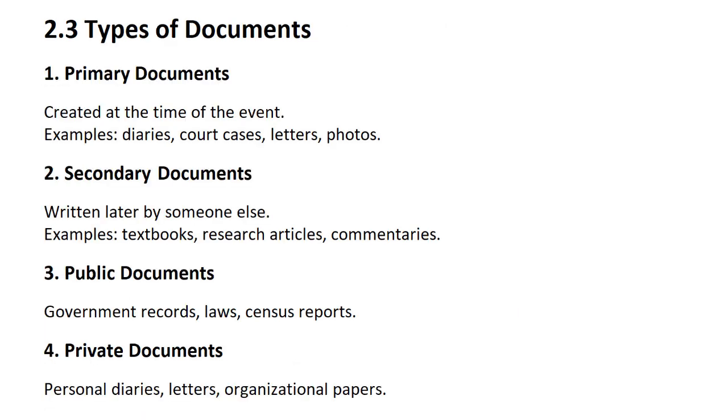Now, what are the types of documents? First, we have primary documents. These are created at the time of the event. For example, diaries, court cases, letters, photos. Then we have secondary documents. These are written later by someone else. For example, textbooks, research articles, commentaries.